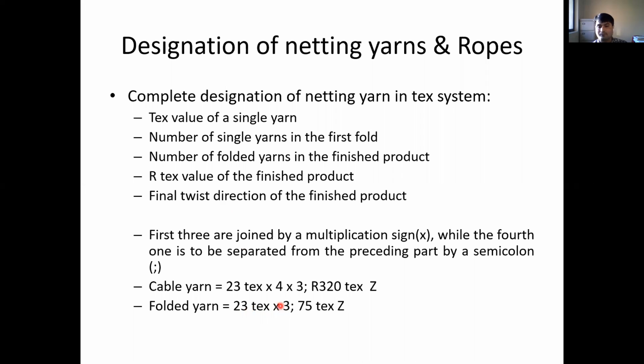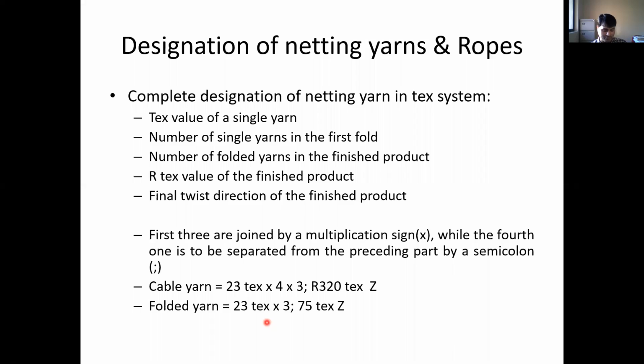Then we have to multiply by 3. 3 is what? Single yarn. It's the number of single yarn in the first fold. Number of single yarn in the first fold is 3. That means 3 single yarns are twisted together to form a folded yarn. So if we are multiplying this 23 into 3, how much should it come?